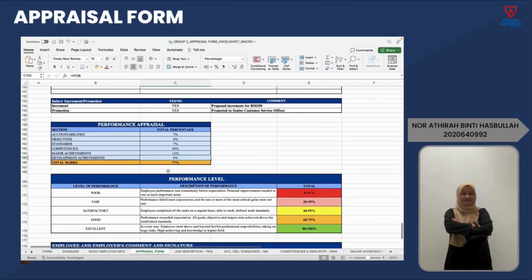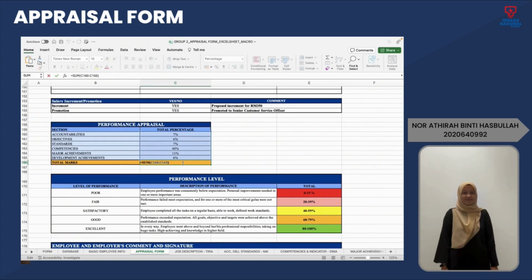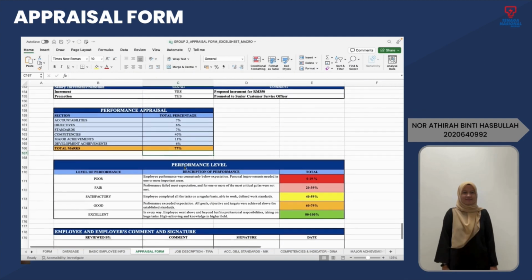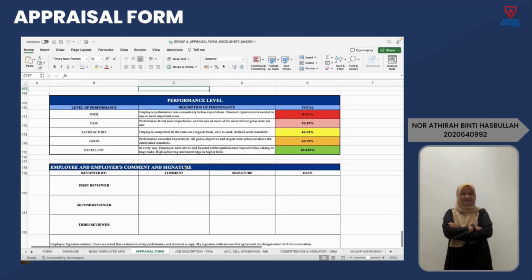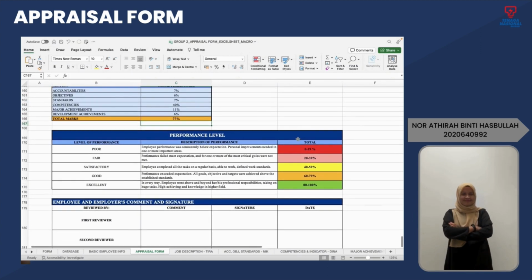After all sections are filled out and calculated, their score will automatically appear in this section, and it will be summarized automatically as well. As you can see, there are formulas provided in here. This is the performance level where the supervisor or reviewer can directly see the result obtained by the employee.